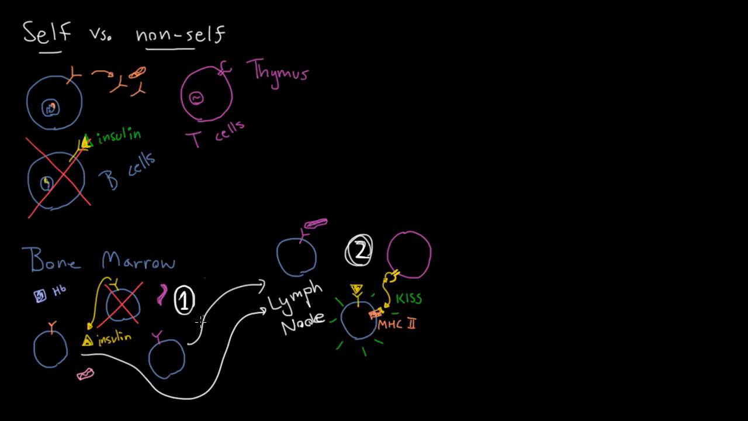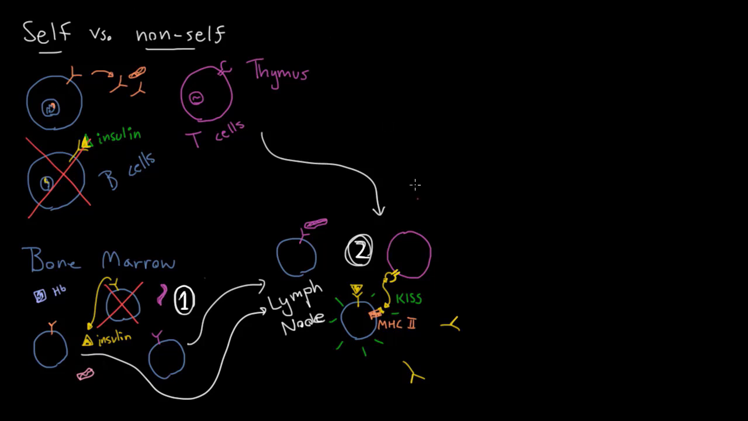And so you need both the B cell to escape the weeding out in the bone marrow and the T cell to escape the weeding out in the thymus for you to get an active B cell that's now going to start putting out antibodies that react to self. And by the way, this cellular kiss here is usually going on in the lymph node.